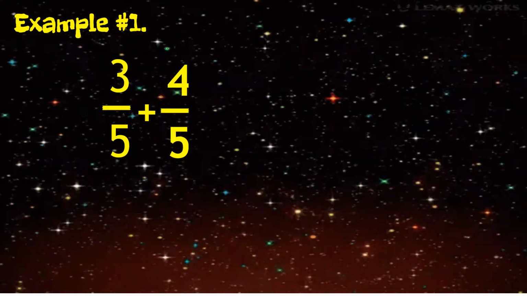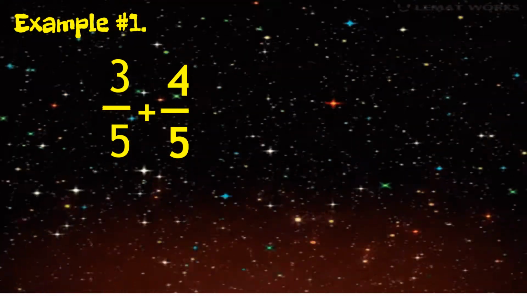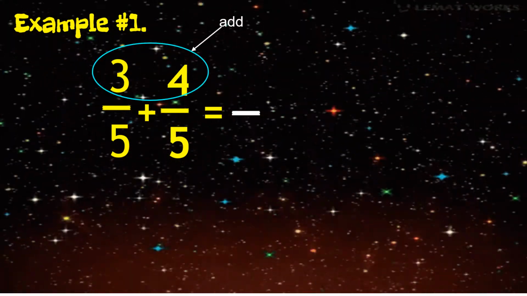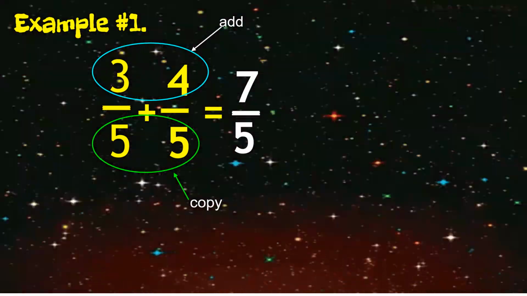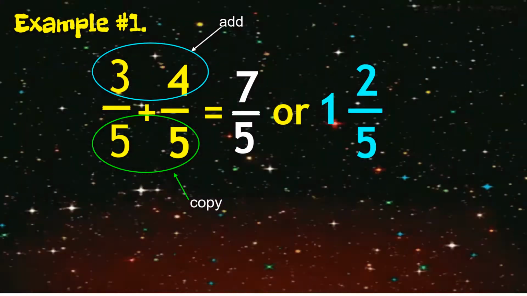Example number 1, 3/5 plus 4/5. To add similar fractions, add the numerators 3 and 4, which is 7, then copy the denominator, which is 5. Or in its simplest form, we have 1 and 2/5.